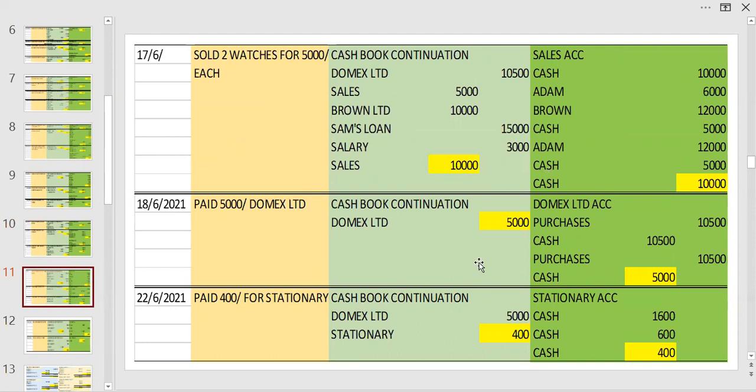Paid 5,000 to Domex Limited. Therefore, cash is going out, cash account credit, Domex Limited debit. Paid 400 for stationery, so cash is going out again, so credit cash 400, debit stationery account 400.